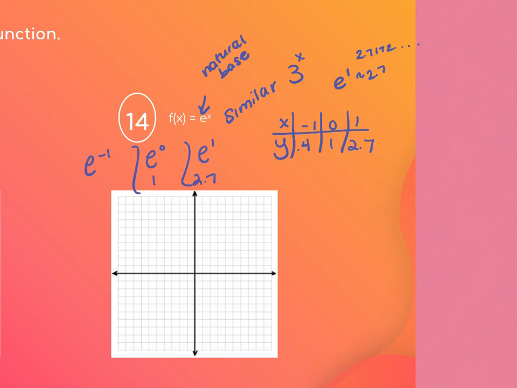So now I'm going to plot these points, -1, 0.4, 0, 1, and 1, 2.7, so pretty close to the 3, but not exactly the same thing. And all the same is true. Domain, negative infinity to positive infinity. Range, 0 to positive infinity. Horizontal asymptote, y equals 0. And y-intercept, 0, 1.